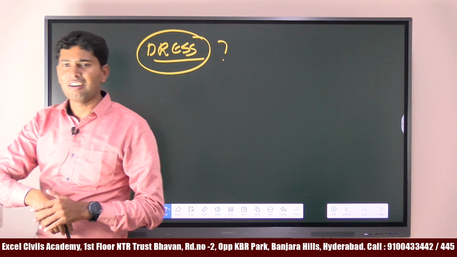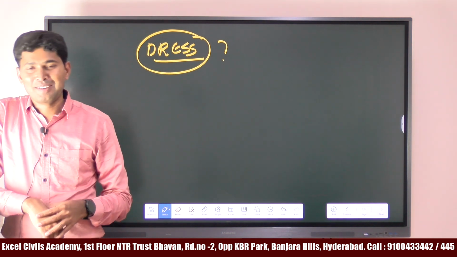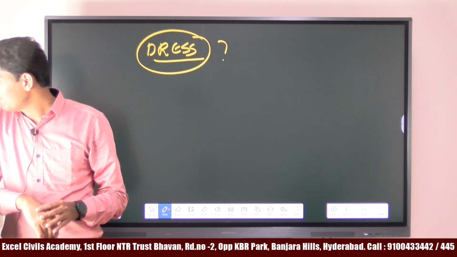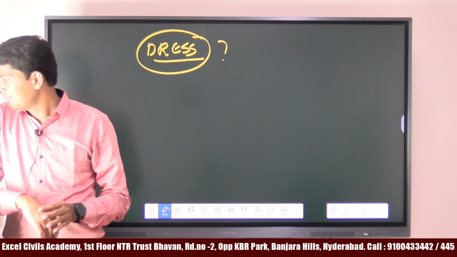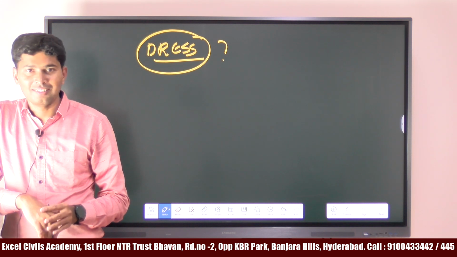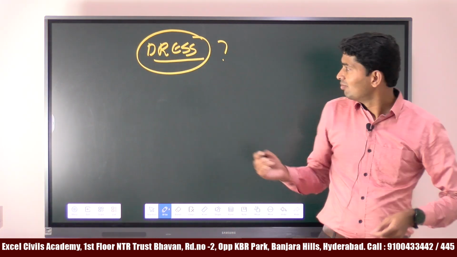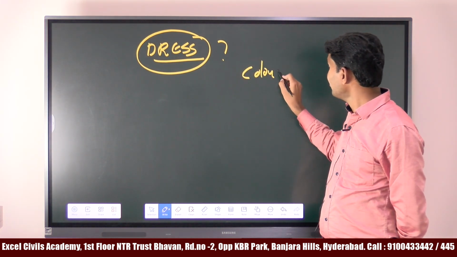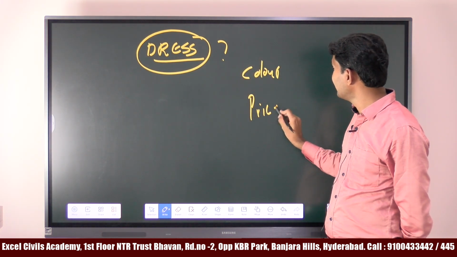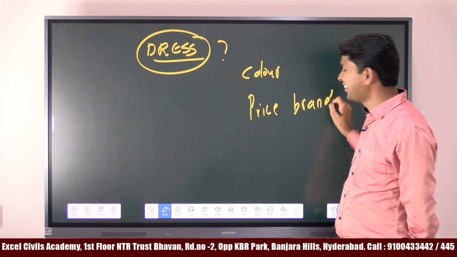Didn't order anything? Come on, Big Billion Day, so many offers were there. What all do we consider? No consideration at all? So what will you consider? Color, price, oh my god, brand, what else?